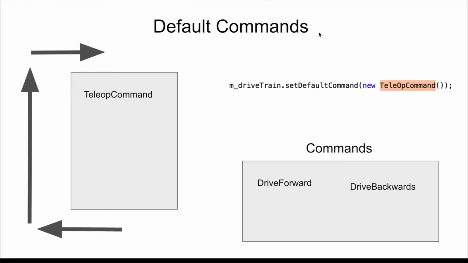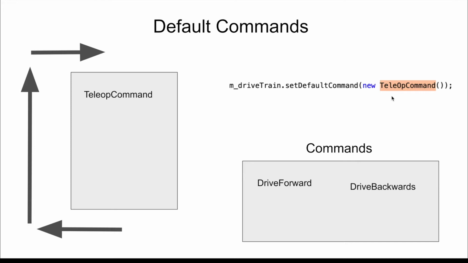So the next thing I want to talk about are default commands. Once again, we haven't talked about commands yet. That'll be in an up-and-coming video. But there are these special commands called default commands, which are run at any time when no other command is requiring a subsystem. So once again, talking about the drivetrain, we have a default command called teleop command, which is the command that takes input from the teleop controllers and then commands the drivetrain to move with those inputs that it receives. So basically, we want this command running at any time when no other command is running that requires the drivetrain.